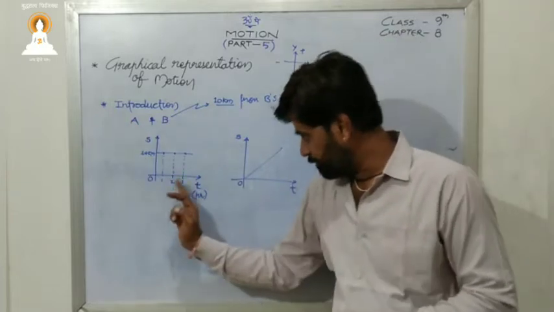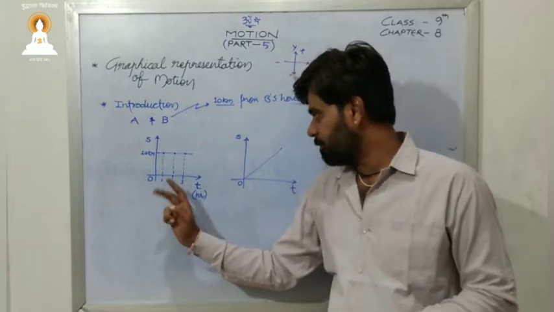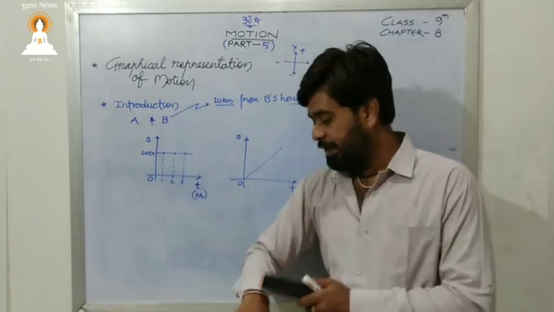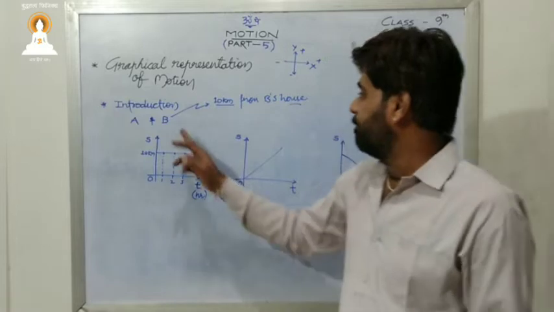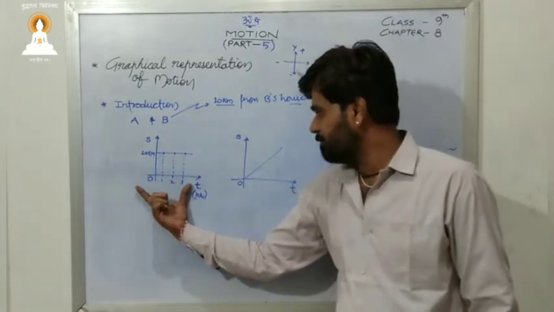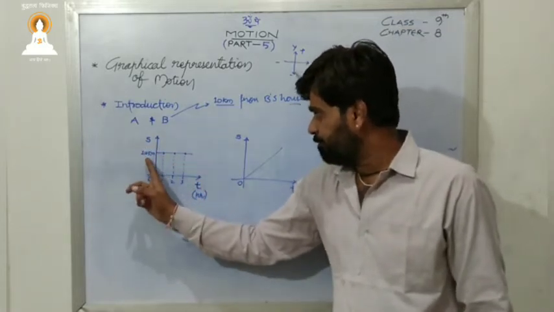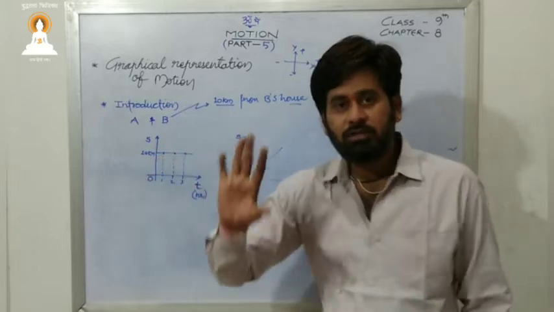A still did not come. 1 hour passed, 2 hours passed, 3 hours passed. A still did not come. Are you getting this? So this is the basic graph for when something is at a stationary position.